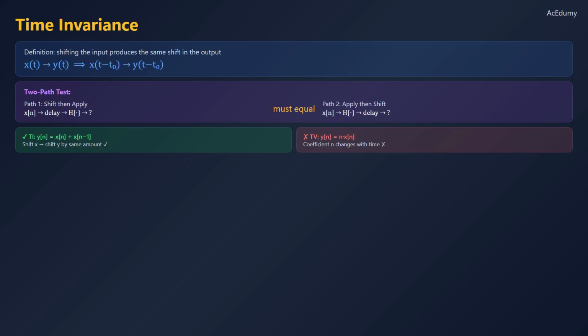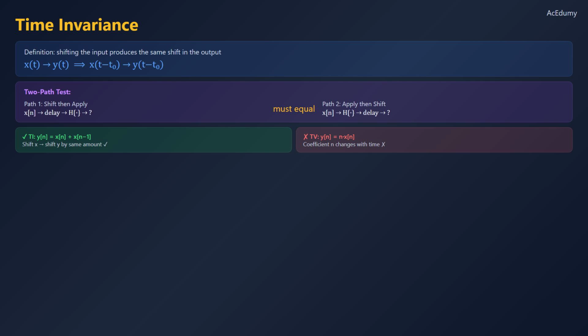A system is time invariant if shifting the input in time produces the same shift in the output. Formally, if y of t is the response to x of t, then the response to x of t minus t0 must be y of t minus t0. We use a 2-path test to verify this. Path 1. Shift the input first, then apply the system. Path 2. Apply the system first, then shift the output. If both paths give the same result for every shift t0, the system is time invariant.